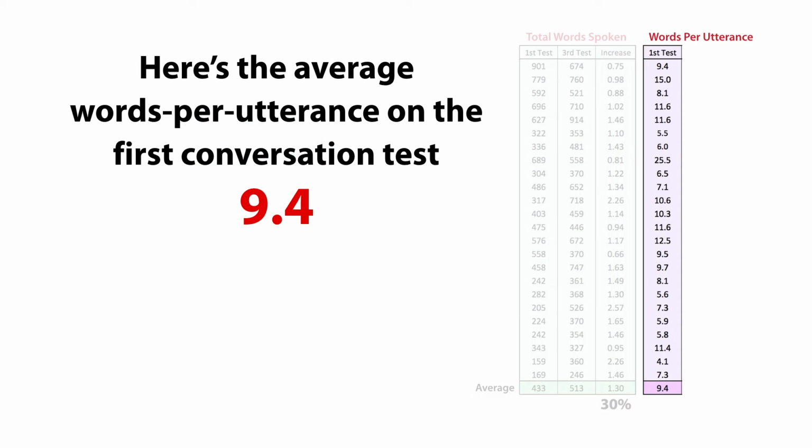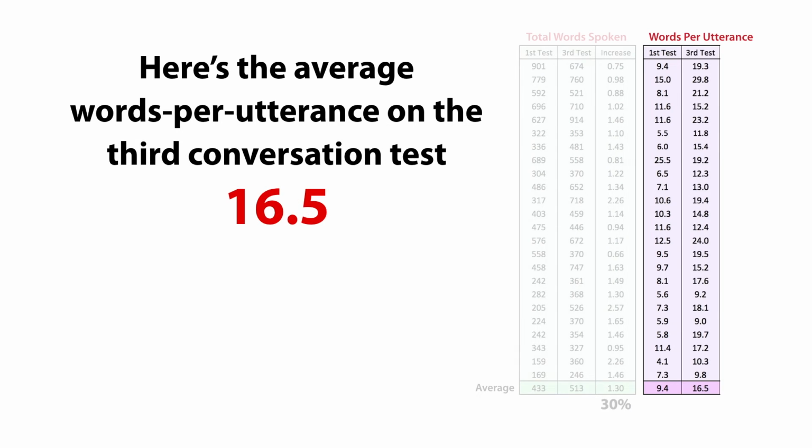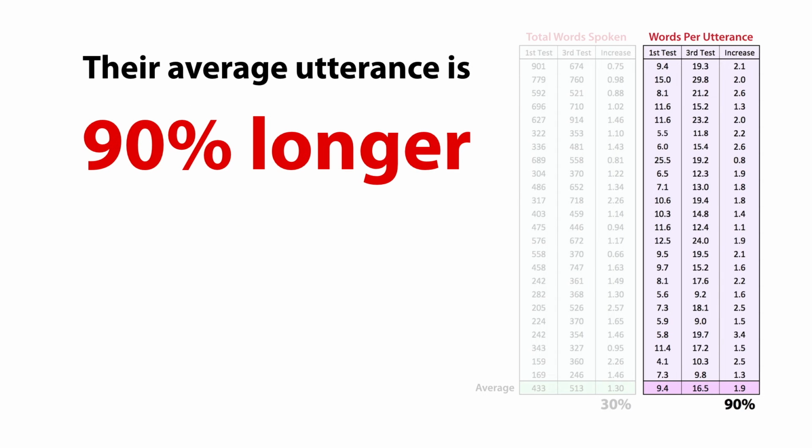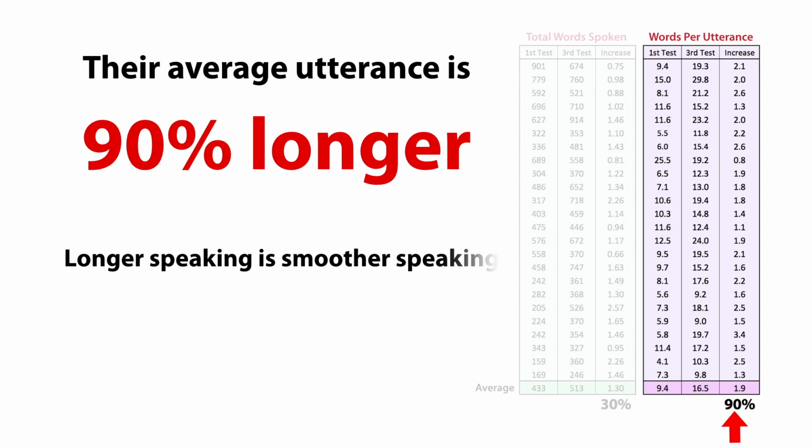Here's the average words per utterance on the first conversation test, 9.4. Here's the average words per utterance on the third conversation test, 16.5. The average utterance is 90% longer. Longer speaking is smoother speaking.